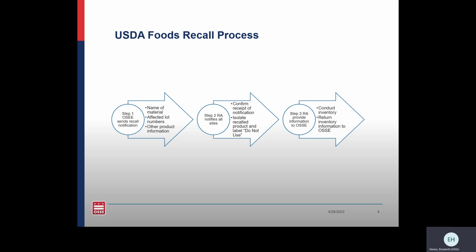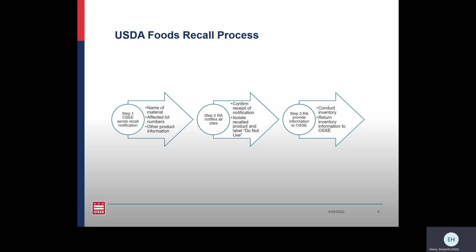RAs are then required to provide to OSSI as soon as possible, but no later than 24 hours after receiving the recall notification, the quantity of the affected product consumed, in inventory, further distributed to subrecipient agencies, and redirected for further processing. Timely receipt of product location and quantity is required for reimbursement. OSSI will provide instructions on course of action for disposition of recalled product or release of hold.